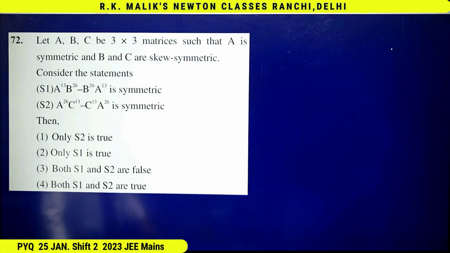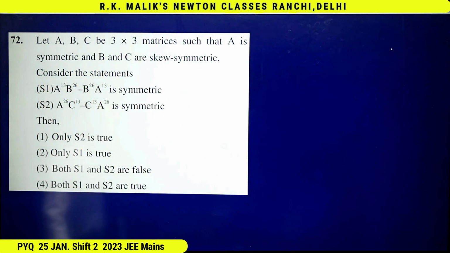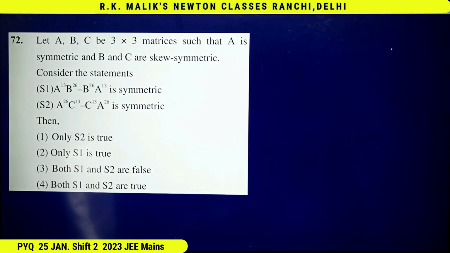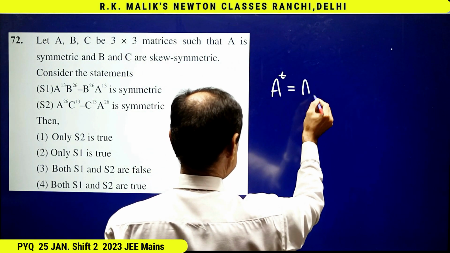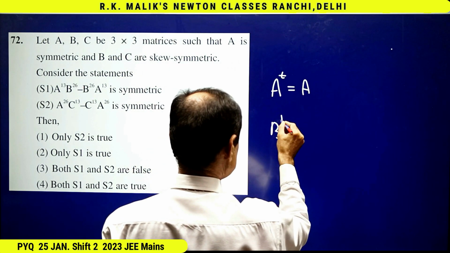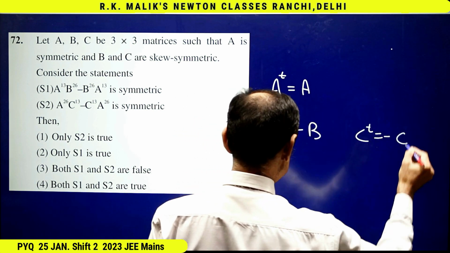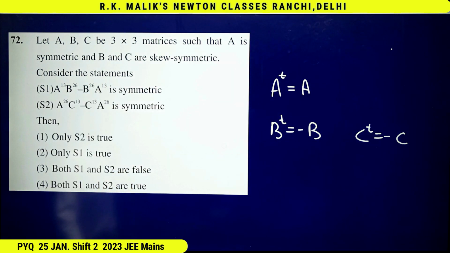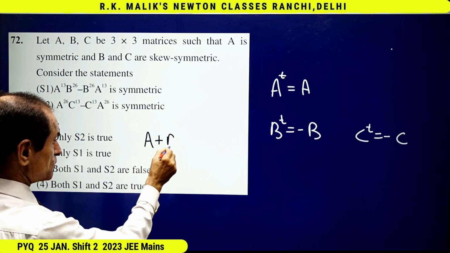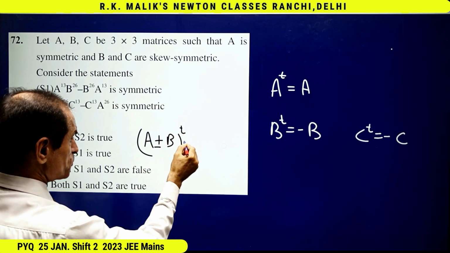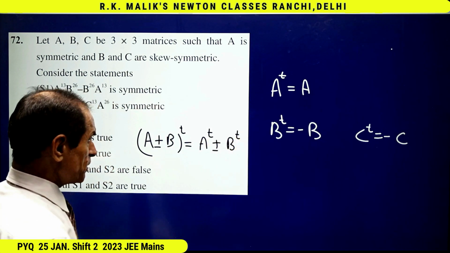In this question, the matrix A is said to be symmetric, B and C are skew symmetric. That is, according to given information, A transpose is equal to A, but B transpose equals minus B, and C transpose is equal to minus C. And one more formula which you should know for doing this question is (A plus or minus B) transpose is equal to A transpose plus or minus B transpose.